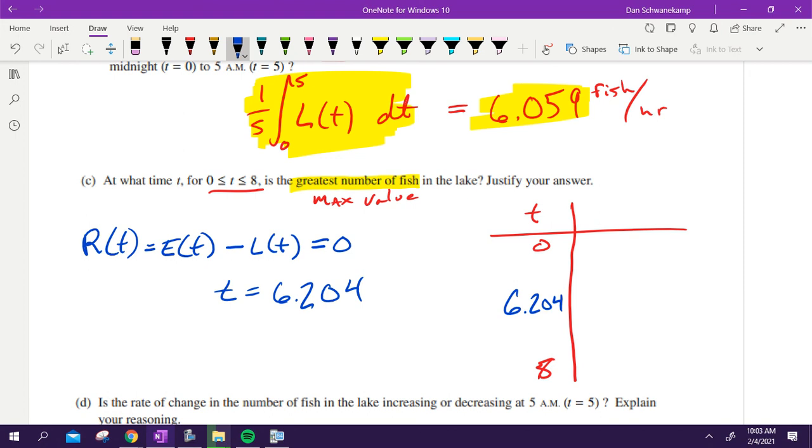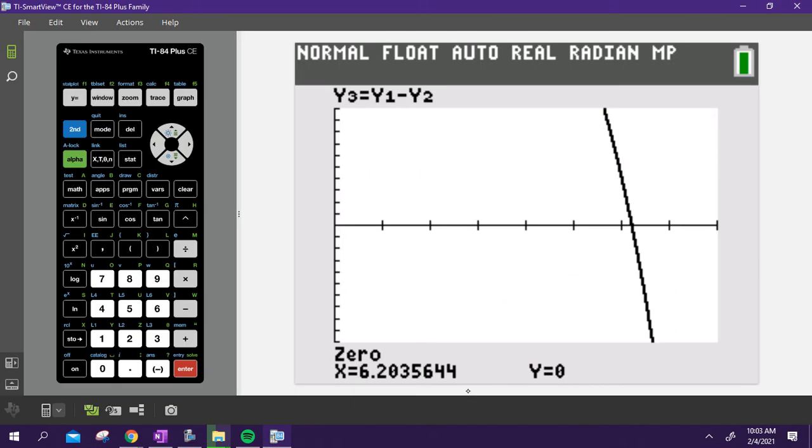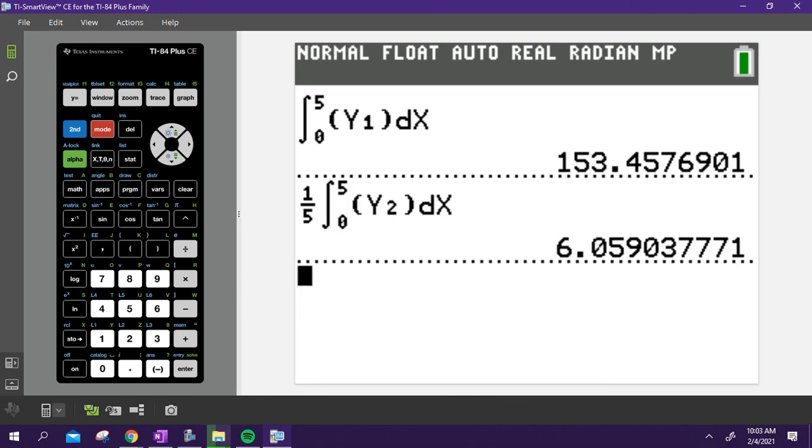Now, what I really don't want to do is round that number. In the middle of a calculus problem, you don't want to round. Okay, so I need to save this number. I've shown you this before, but let me remind you. What I'm going to do next is hit second quit and go back to my normal screen.